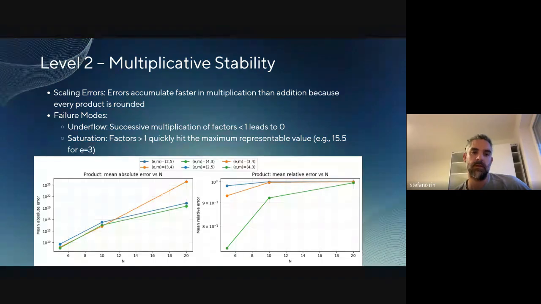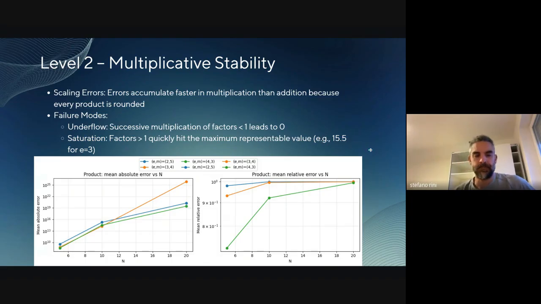Yeah, because here you see that your error explodes. Basically, you accumulate a power of 10 for each multiplication, so it's not large. Okay, just put in these details next. Underflow associated with multiplication of 4 factors less than 1 leads to 0. Very good. Saturation: if you go back to greater than 1, you meet the largest representable value. Okay, very good. Okay, go ahead.